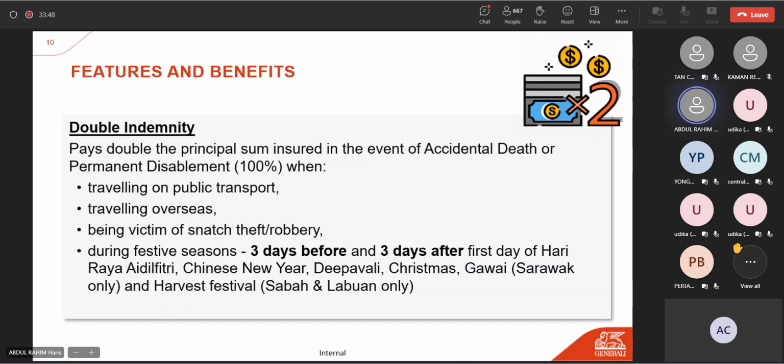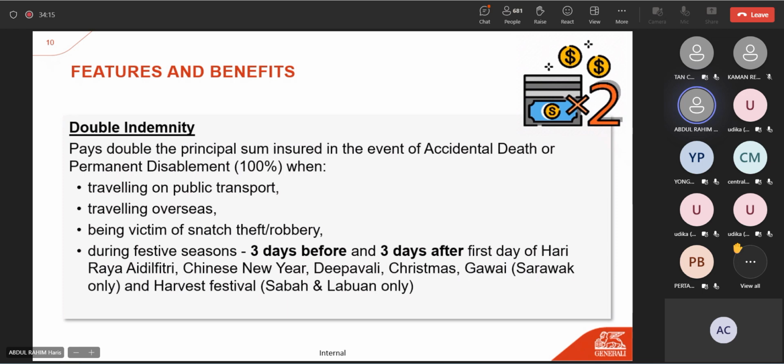Next, our Smart PA also has a double indemnity feature. Basically, this pays out double the principal sum insured in the event of accidental death or permanent disablement when it's a 100% payout. When traveling in public transport, traveling overseas, being a victim of snatch, theft, or robbery, and during the festive season. This is a very special feature.